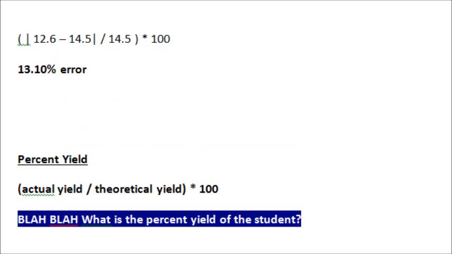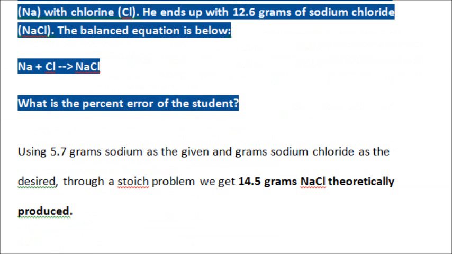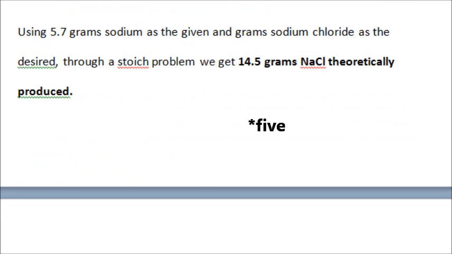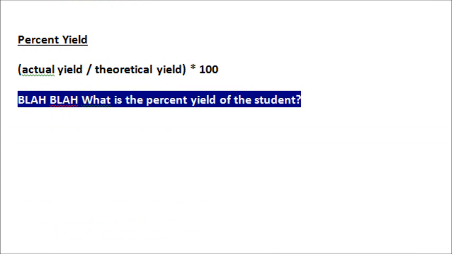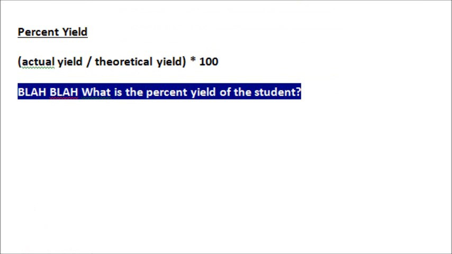If you will recall from the problem before, we got 14.5 grams of NaCl being theoretically produced and 12.6 grams being actually produced. So those are our theoretical and actual yields. So we just plug that in. The actual was 12.6 grams. The theoretical is 14.5 grams, times 100. Pretend I have parentheses there.